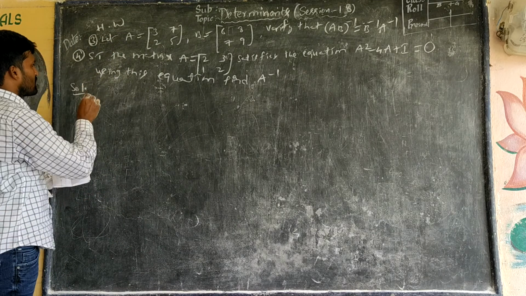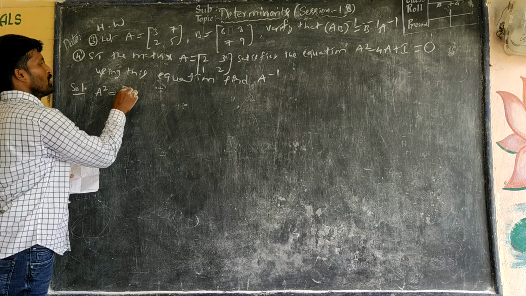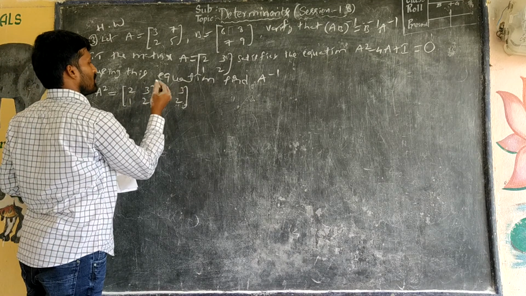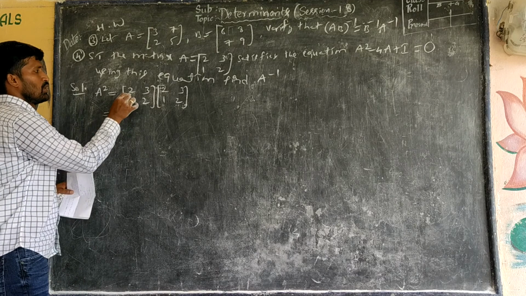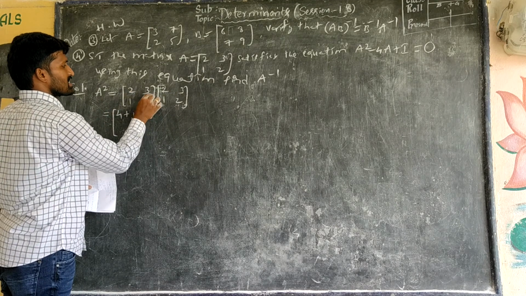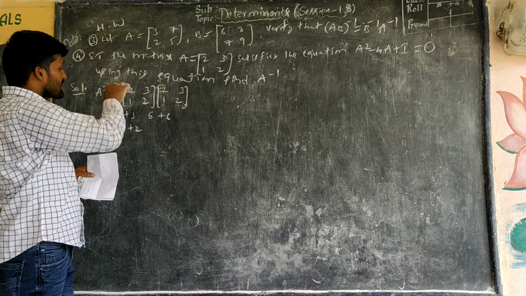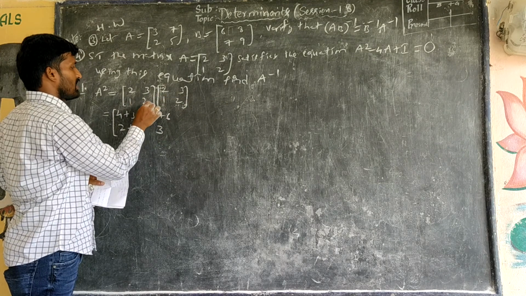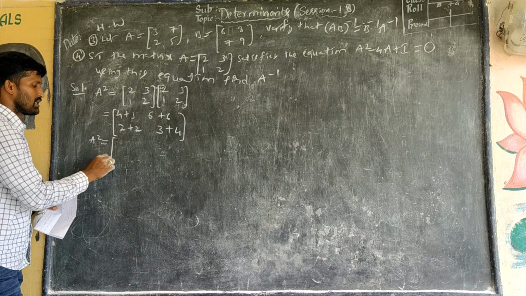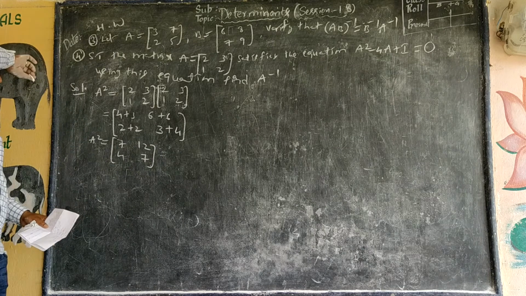To check that equation, first we need to find A square. How to find A square? A into A. [2 3; 1 2] into [2 3; 1 2]. Multiply this, what will you get? 2 into 2, 4, plus 3 into 1, 3. 2 3s are 6. 1 2 is 2, plus 2 1s are 2. Next, second column: 1 into 3, 3, 2 2s are 4. Now the A square matrix is 7, 12, 4, 7.